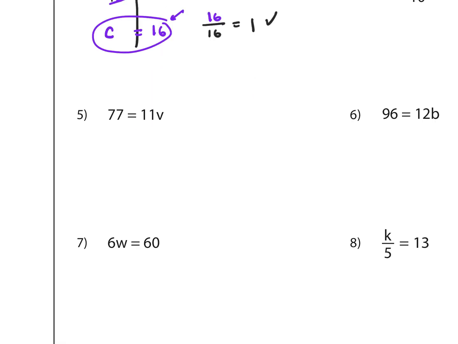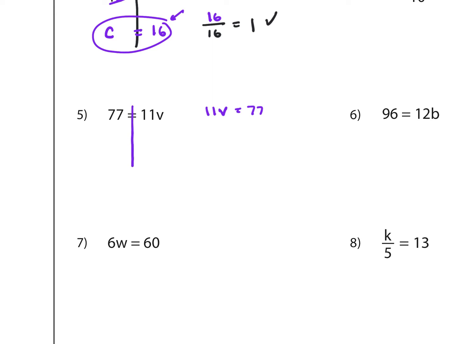Let's do one more. Let's look at number 5. Sometimes they write equations in what you can refer to as backward. They have the variable on the right side instead of the left side. So if you're uncomfortable seeing this, you can just reverse it, and you could put the 11v on the left side, and you could put 77 on the right side. But I'd like you to be able to solve them regardless of the fashion that they gave them to you.